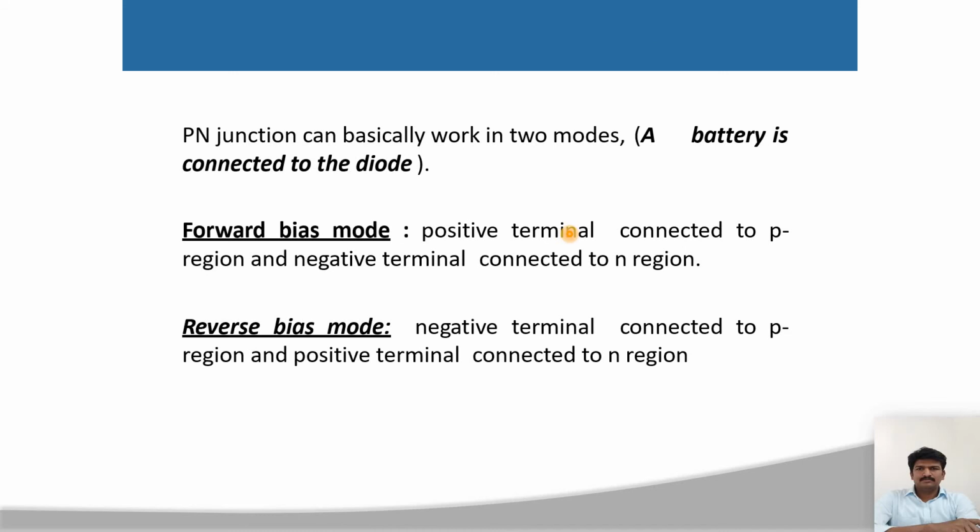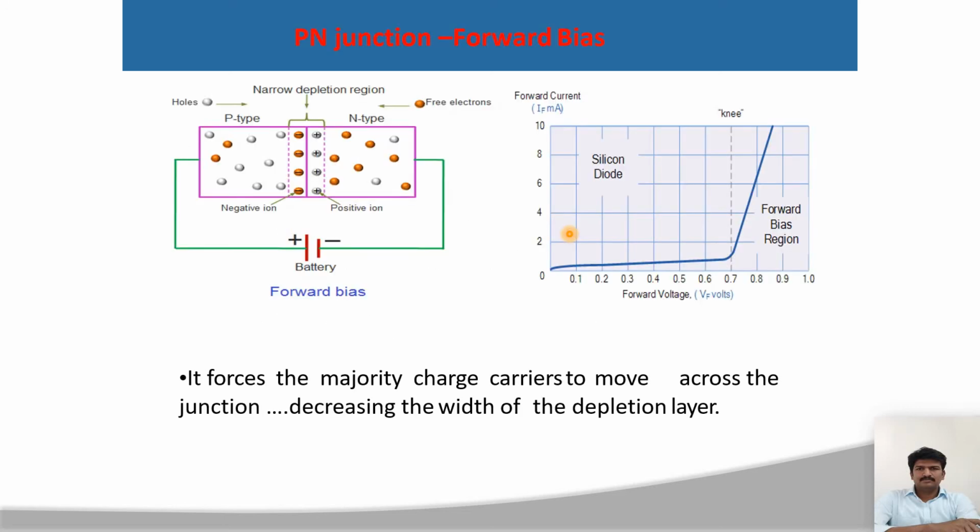A PN junction can basically work in two modes when a battery is connected to the diode: forward bias mode and reverse bias mode. When the positive terminal of the battery is connected to the P region and the negative terminal is connected to the N region, it is called forward bias mode. In reverse bias mode, the negative terminal of the battery is connected to the P region and the positive terminal of the battery is connected to the N region.